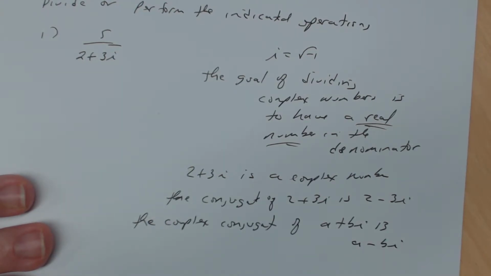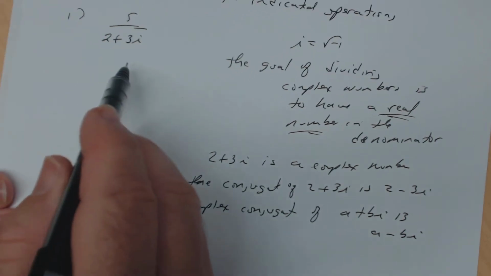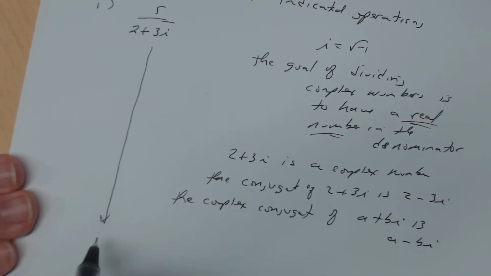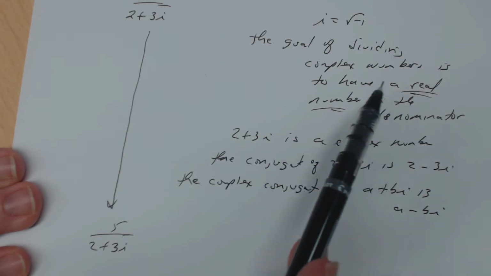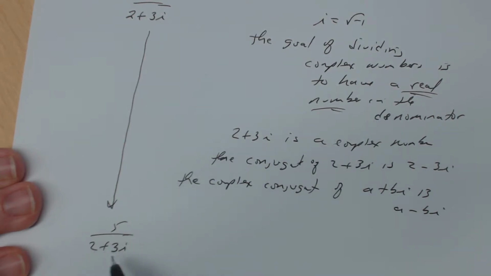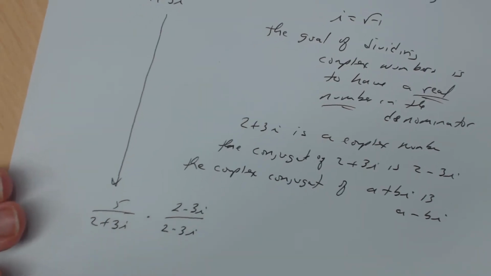All right, so going back over here, I'm going to rewrite this. I have 5 divided by 2 plus 3i. I want to make this a real number. Remember, the goal of dividing complex numbers is to have a real number in the denominator. This is not a real number because of that imaginary unit. So I'm going to multiply the numerator and the denominator by the complex conjugate of 2 plus 3i, which is 2 minus 3i.